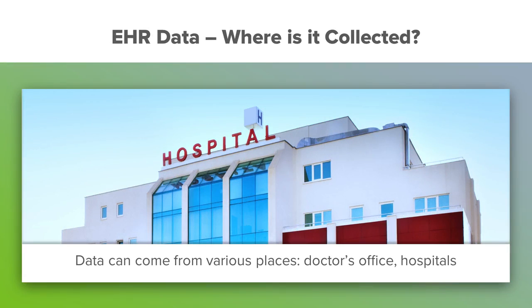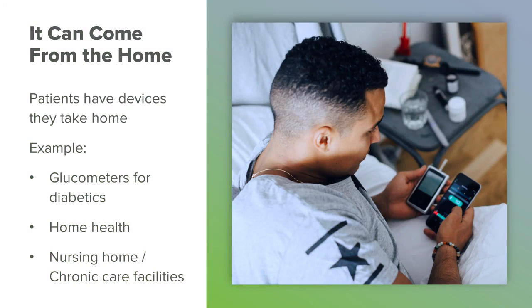Let's start with the question, where is EHR data collected? Clinical healthcare data can come from physicians' offices, hospitals, ICU settings in a hospital, the operating room, recovery rooms, or the emergency department. It may also come from the patient's home. Patients may have devices that they take home, glucometers, for example, for diabetics. Home health, which makes visits to homes, also record data in their own systems. And then nursing homes or chronic care facilities often have their own separate documentation on the patient.